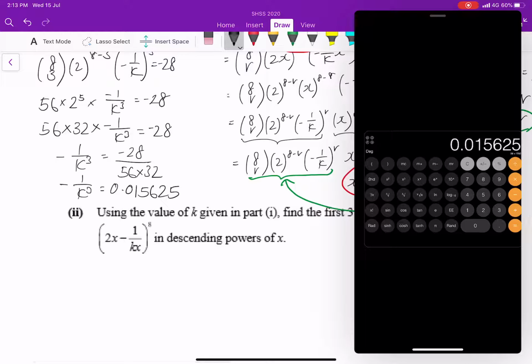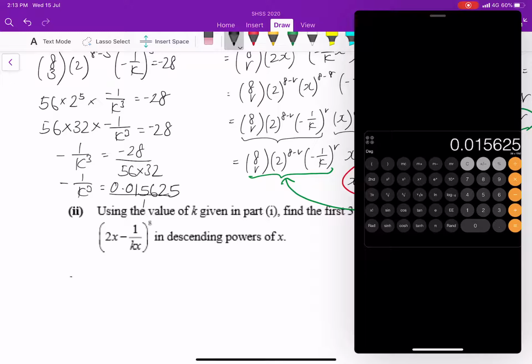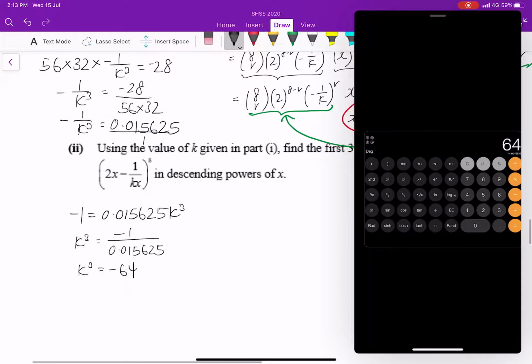If I were to cross multiply it, I will get negative 1 equals 0.015625 k cubed. If I bring it over, k cubed equals negative 1 over 0.015625. I get 64. So k cubed is negative 64. If I cube root negative 64, I'm going to get k equals negative 4.